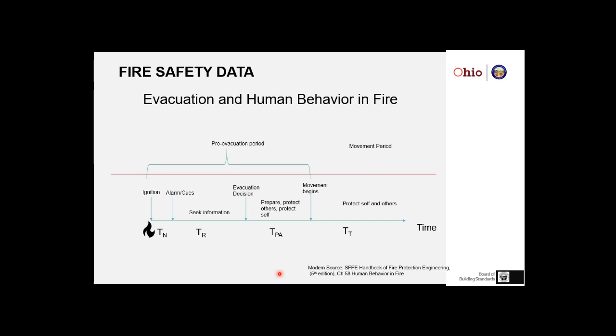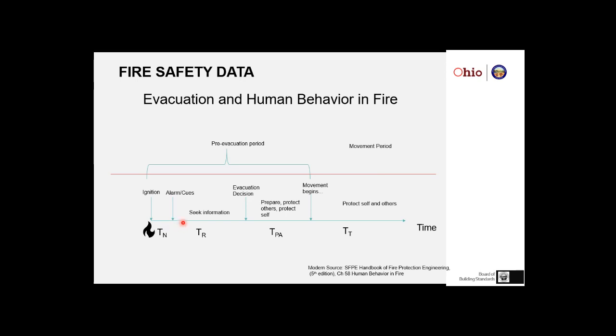So let's look at evacuation and human behavior in fire on a fire timeline here. You'll see over here on the left, this is the point of ignition. Now this is a timeline that we're talking about. The next logical thing that would happen is you get some sort of a cue, or maybe the fire alarm system will go off and alert you that there's a potential problem. You may not see the flame, or you may see the flame, but at this point, you're going to be seeking more information. What should I do?